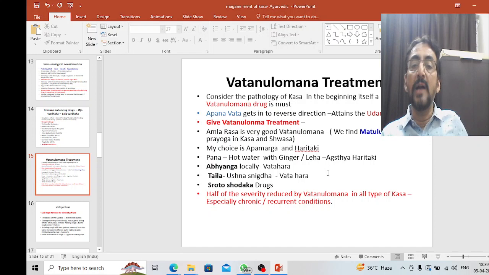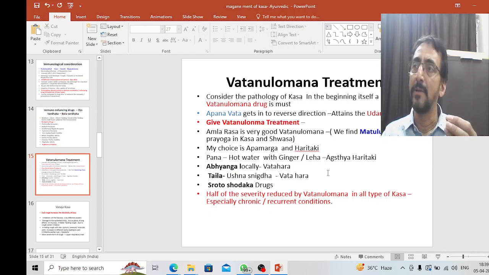You can go for Apamarga and Haritaki, simple Apamarga as well as Haritaki. Next, for the infant, simply give hot water. Ushna Jala is a very good Vatanulomana. Give hot water with ginger or shunti, or you can go for Agastya Haritaki. Haritaki causes Vatanulomana. The same Vatanulomana can also be done locally by Abhyanga, because Abhyanga is also Vatahara.